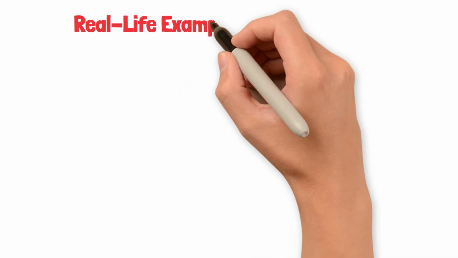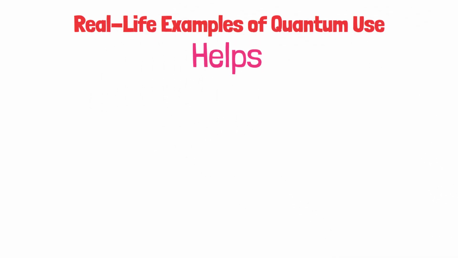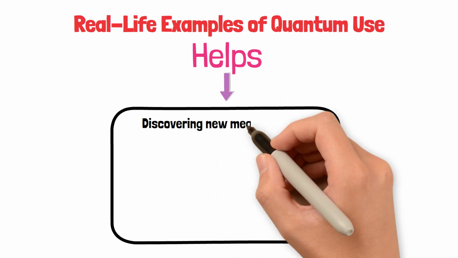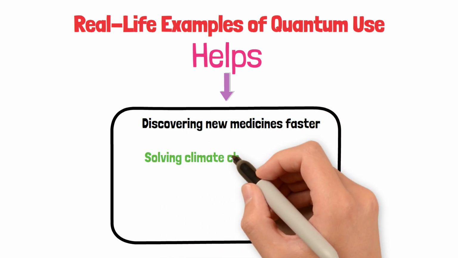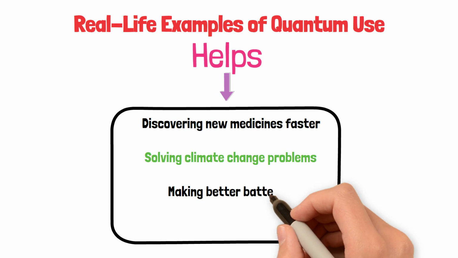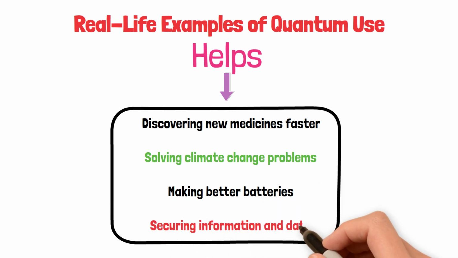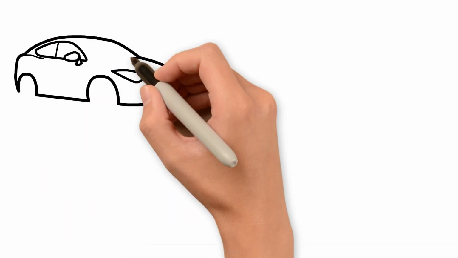Real-life examples of quantum use. Quantum computing could help us in discovering new medicines faster, solving climate change problems, making better batteries, securing information and data. And who knows, maybe one day it will help us invent flying cars too.